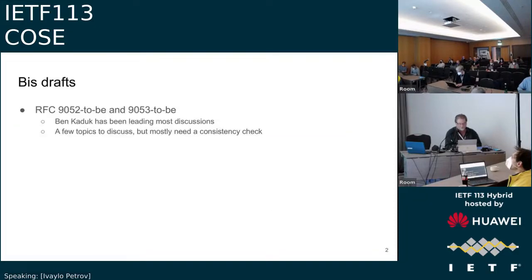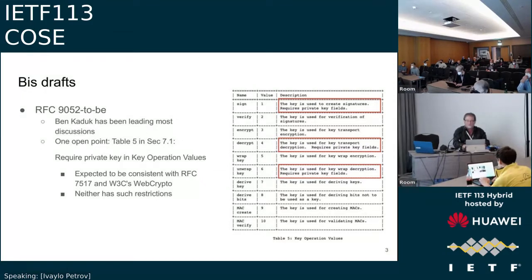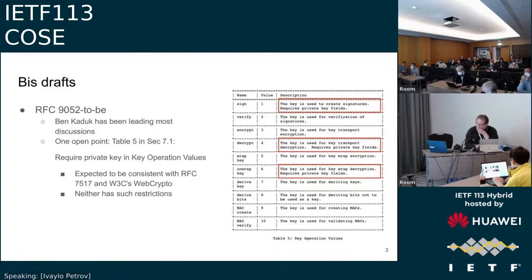So yes, I will start with the BIS documents, namely 1952 RFC2B and 1953 RFC2B. Ben Kaduk has been spearheading the discussion with the RFC editor. There has been a number of exchanges, and most of them are already closed. The important part is, for me, a question about whether we need to require private key in key operation values. This is table 5 in section 7.1.